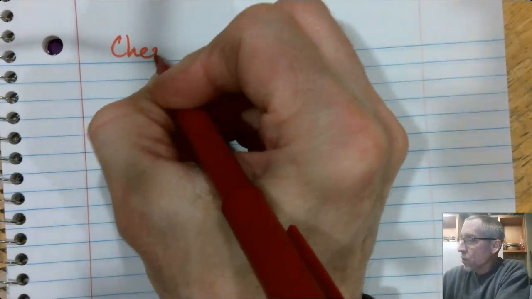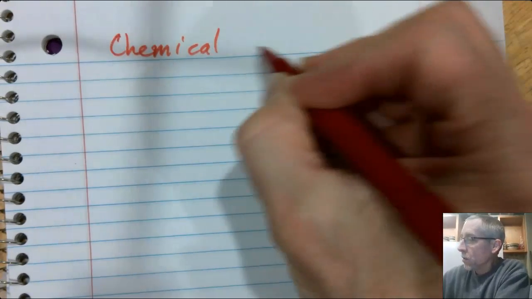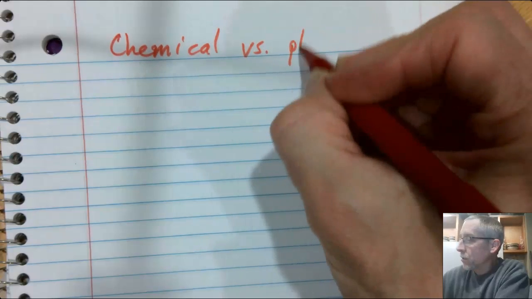But then I want to contrast the chemical changes with physical changes and tell you how to tell the difference between them. Because that's my main goal for you, is for you to be able to read the description or look at something and tell me whether it's a chemical change or a physical change. Okay? So we'll just title this chemical versus physical.